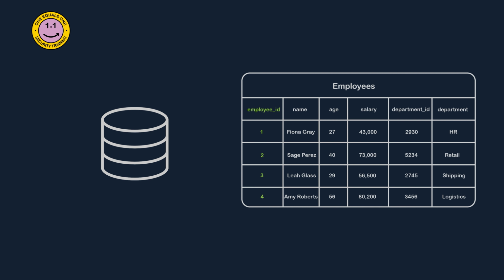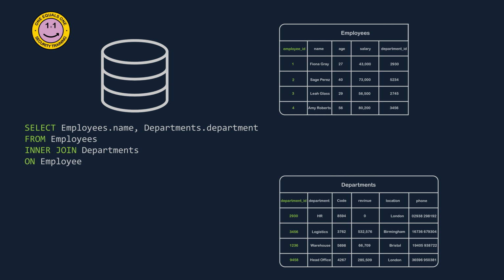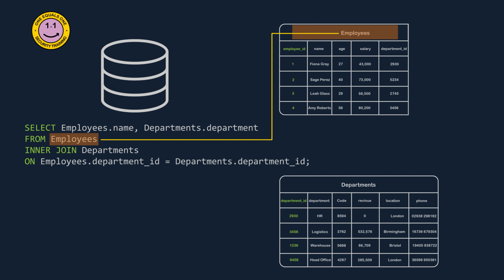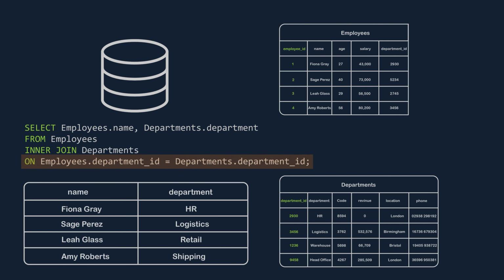If we were to draw a relationship between 2 tables, the query might look something like this. In this example, the employees table has a foreign key called department ID that references the department ID primary key in the departments table. This query uses an inner join to combine the 2 tables and retrieve the name field from the employee table and the department from the departments table. The on clause specifies the relationship between the 2 tables using the department ID field. This query would return the result with the name of each employee and the name of each department they work in, showing the relationship between the employees and the departments they belong to.